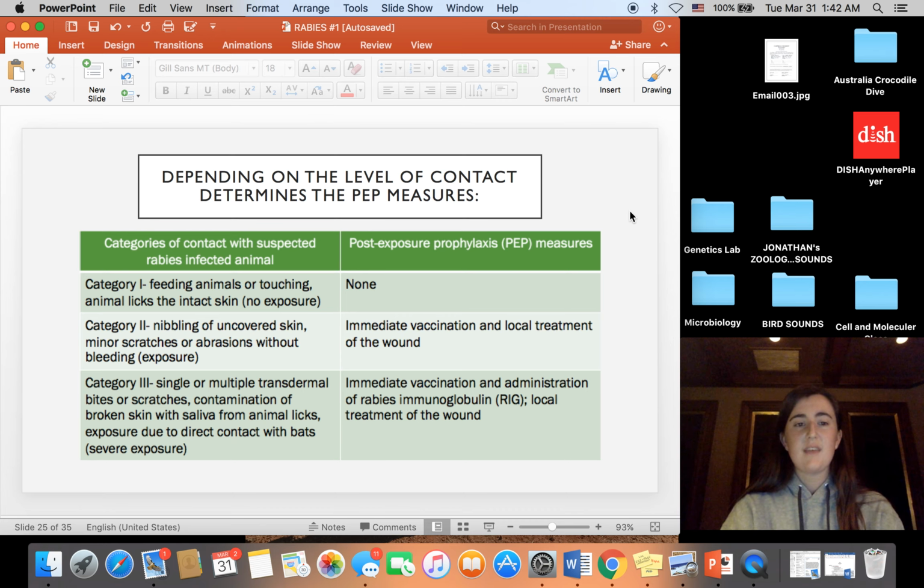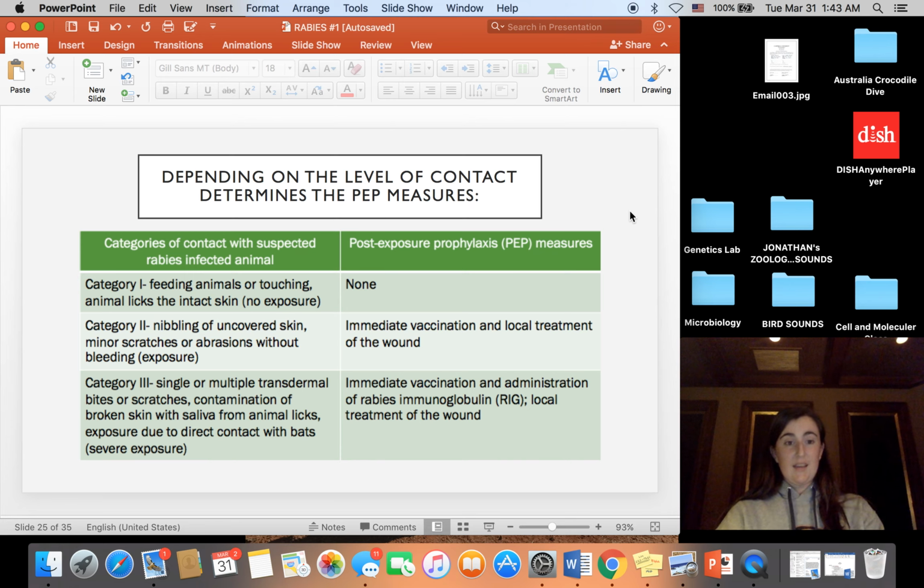So this breaks down into three categories. Depending on the amount of contact you had with an animal, that determines how much vaccination you get or what vaccination you should get. For category 1, if you are just touching an animal and its saliva touches your skin, but there's no exposure like hitting a wound or anything, you don't need any treatment. You are completely fine.